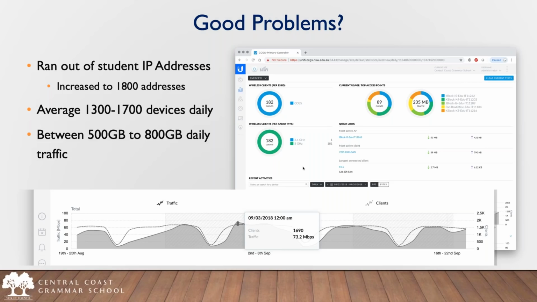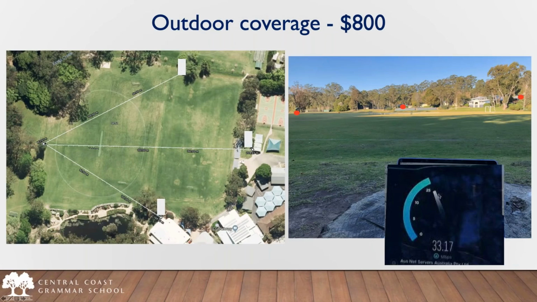Here's an example of an area on my oval I've set up. You can see I'm sitting at this point of the triangle. I'm between the APs, each either 150 odd, 210 or 140 meters away from me, and I'm still getting 33.17 megabit per second download speed, which is to me great.